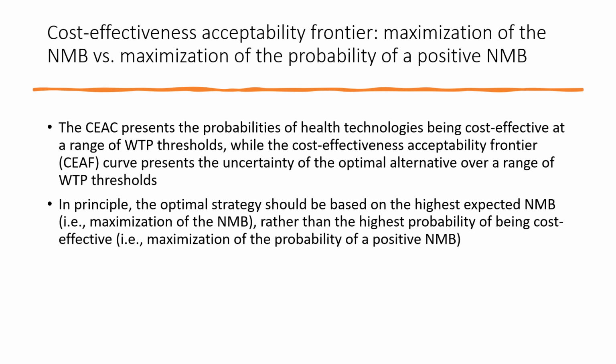The cost-effectiveness acceptability curve presents the probabilities of health technologies being cost-effective at a range of willingness to pay thresholds, while the cost-effectiveness acceptability frontier curve presents the uncertainty of the optimal alternative over a range of willingness to pay thresholds. In principle, the optimal strategy should be based on the highest expected net monetary benefit, rather than the highest probability of being cost-effective. Although widely used, the cost-effectiveness acceptability curve does not explicitly show which strategy is optimal at a given willingness to pay threshold when multiple strategies are compared. The cost-effectiveness acceptability frontier may address this limitation by incorporating both the strategy with the highest expected net monetary benefit and the probability of being the optimal strategy in a single curve.